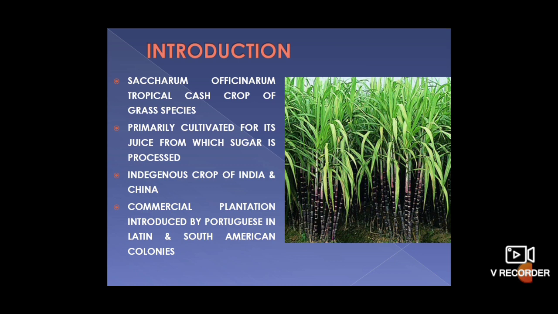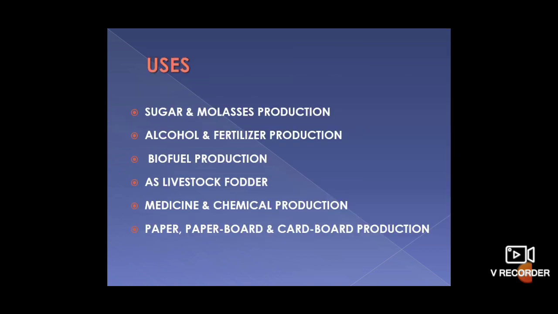The commercial plantation of sugarcane was introduced by the Portuguese colonialists in many countries like Brazil. Later on, it spread over to Cuba, Mexico, and different European countries. Sugarcane is a commercial crop. It is basically produced not for own consumption.